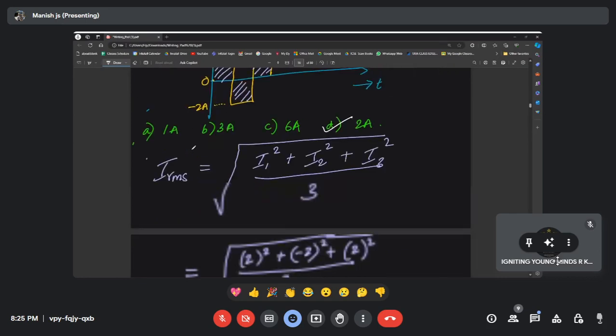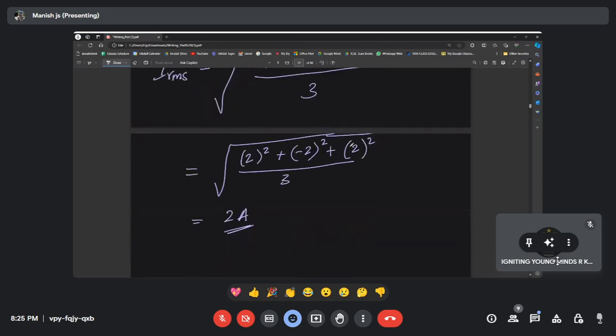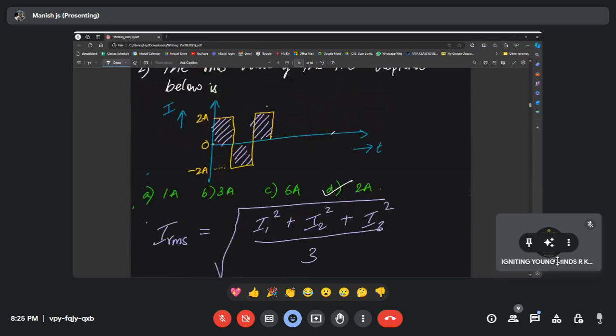This is how you will do it. Average means root mean squared, under root. You will add them, look at how many peaks are appearing, and based on that, you will divide and square it, and then you will simplify and get the answer. This is the approach for graphical based questions.